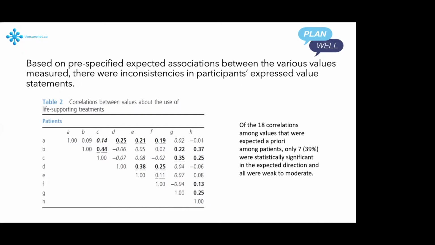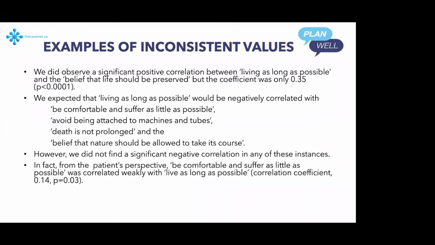And what I'm showing you here are the extent to which those correlations actually materialized or were realized. And in fact, there were only 7 of the 18 different correlations that were statistically significant in the expected direction, and most were weak to moderate correlations. Now, I know that's a lot of statistical stuff, but let me explain that using examples.